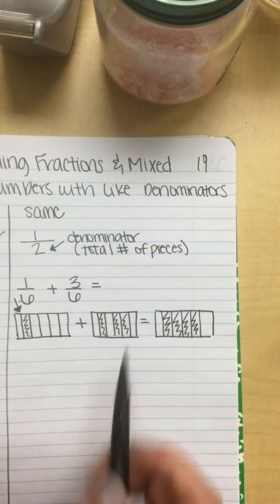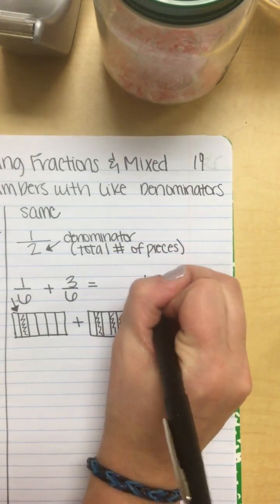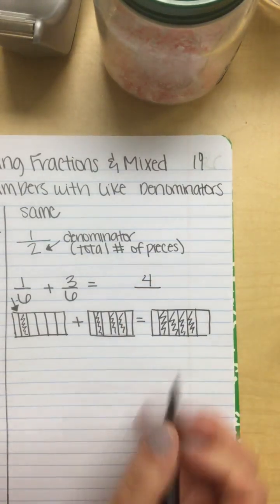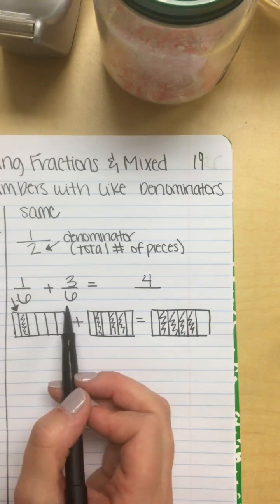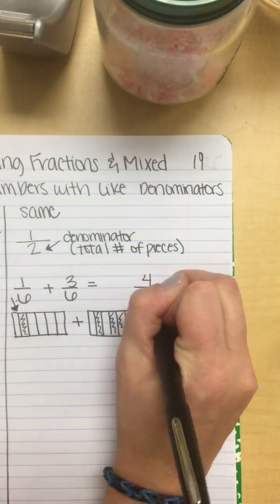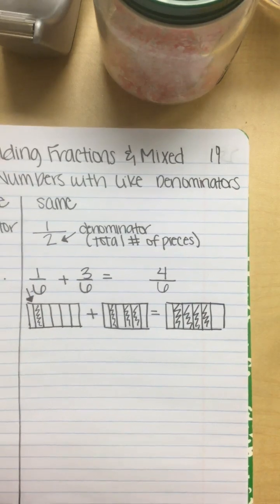So then we can write our fraction for this picture. We have 4 pieces that are shaded, so that's my numerator. And we know we have 6 total pieces because our denominators were alike, so that does not change. So there is our answer for that one.